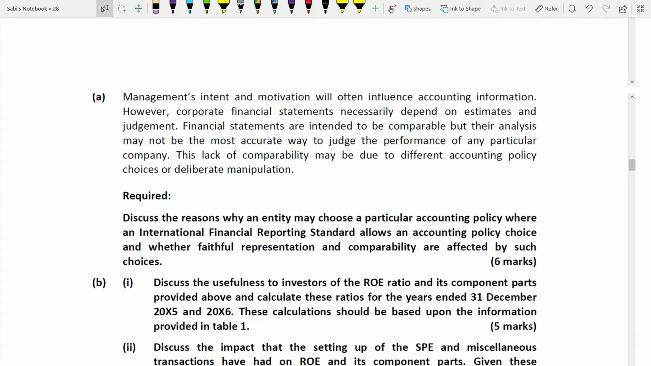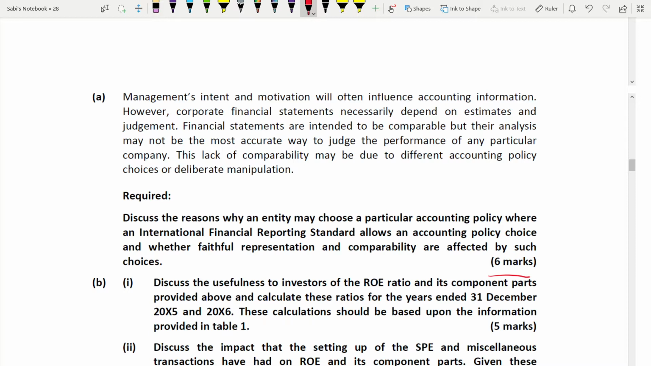Requirement A, we need to read a small paragraph before answering, which is for 6 marks. Management's intent and motivation will often influence accounting information. However, corporate financial statements necessarily depend on estimates and judgment. Financial statements are intended to be comparable, but the analysis may not be the most accurate way to judge the performance of any particular company because they have estimates and all. Because every company might measure the same thing in a different way.